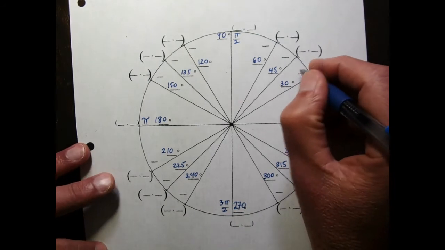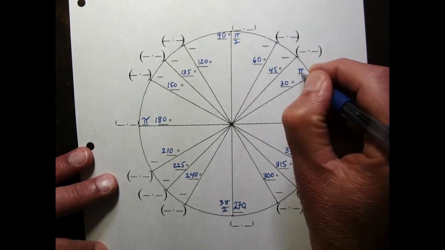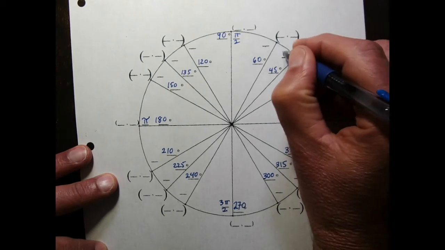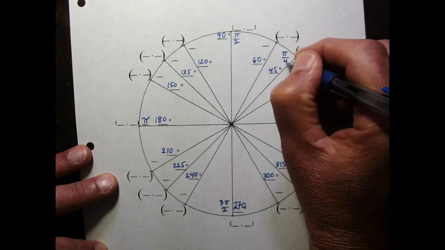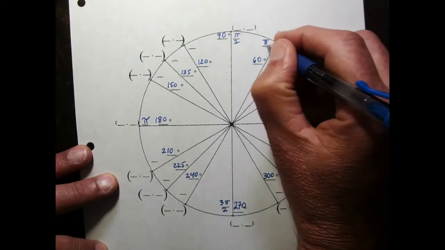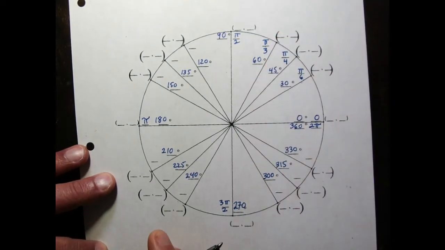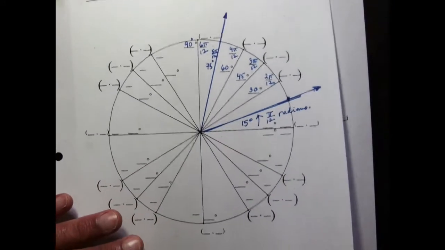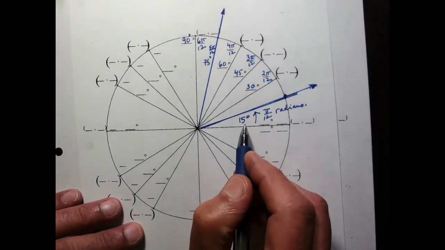30 degrees, we've already memorized that that's actually pi over 6 radians. 45 degrees is pi over 4 radians. 60 degrees is pi over 3 radians. And now we would have to continue around the circle with those. Again, you've got a choice. Again, you could use multiples of 15 degrees in radians.